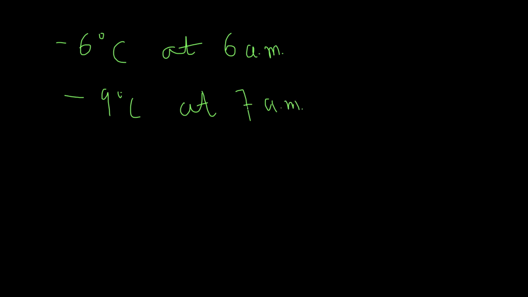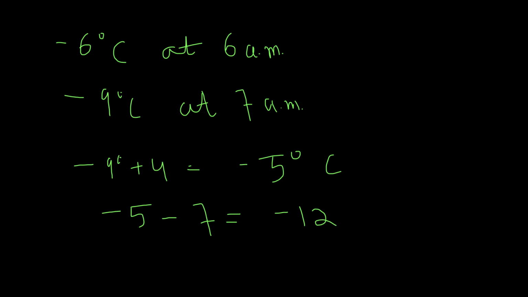Now it rises 4 degrees between 7 a.m. and 8 a.m. Now the temperature is increasing by 4 degrees. So minus 9 plus 4 will be minus 5 degrees Celsius, and then it drops 7 degrees between 8 a.m. and 9 a.m. So now we have minus 5 and the temperature is again decreasing by 7 degrees. That is minus 5 minus 7, which will be minus 12 degrees Celsius.